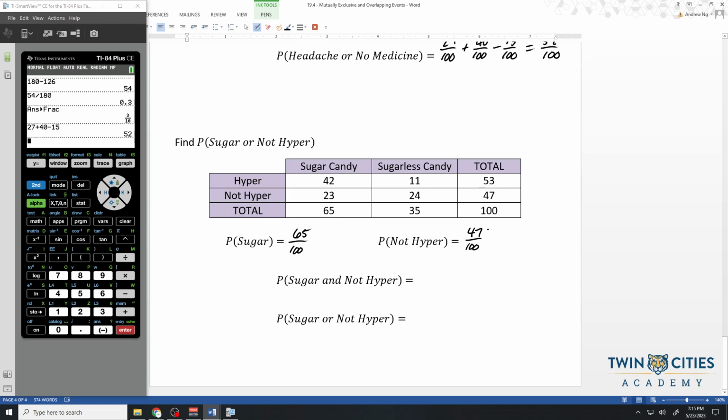So what's the probability then that I select someone that had sugar candy and they did not get hyper? So now I've got to look really specifically. Here's the sugar candy column and not hyper. There are 23 of them out of 100.